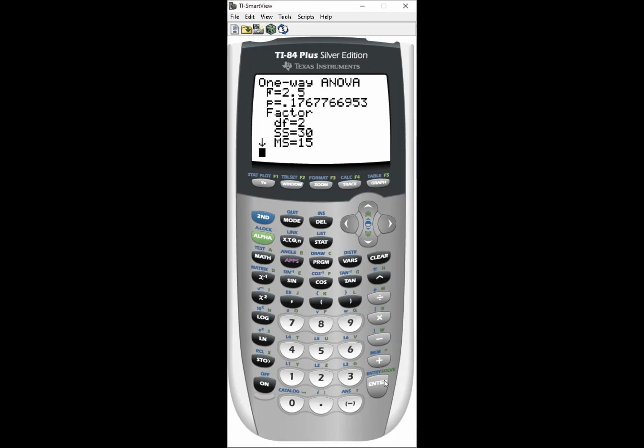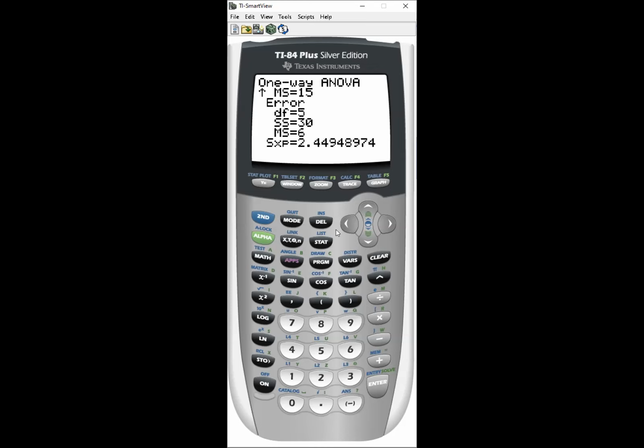So for the factor, the degrees of freedom is 2. Sum of squares, 30. If we take the sum of squares and divide by the degrees of freedom, we will get the mean squared. So 15. The error part, degrees of freedom is 5. Sum of squares, 30. Divide the sum of squares for error by 5, you get mean squared, 6.